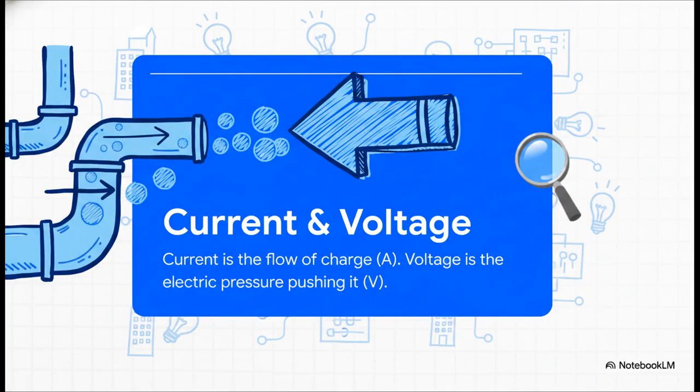To really understand building services, we have to lock down two foundational concepts first. Number 1 is electric current. You can literally think of this like the actual volume of water moving through a pipe. It's the rate of flow of electric charges, and we measure this in amperes.